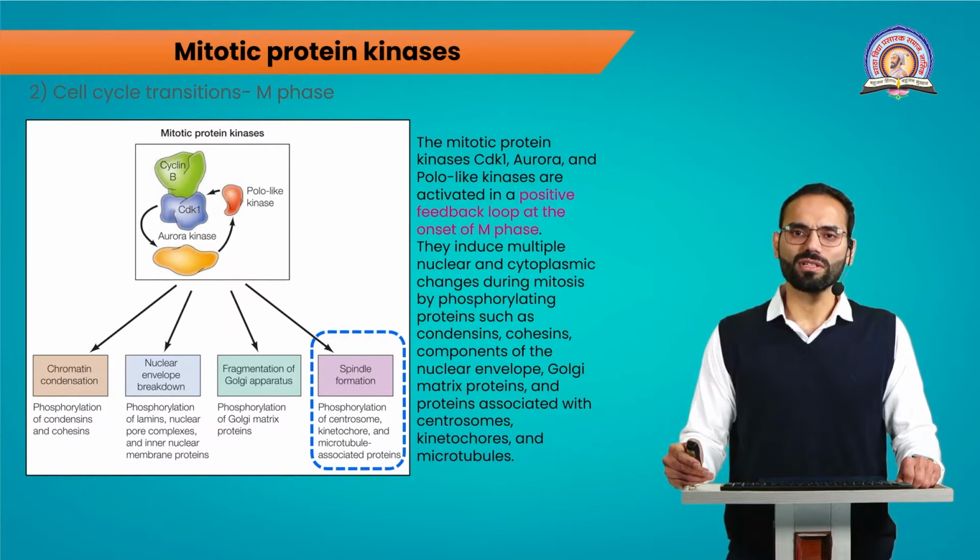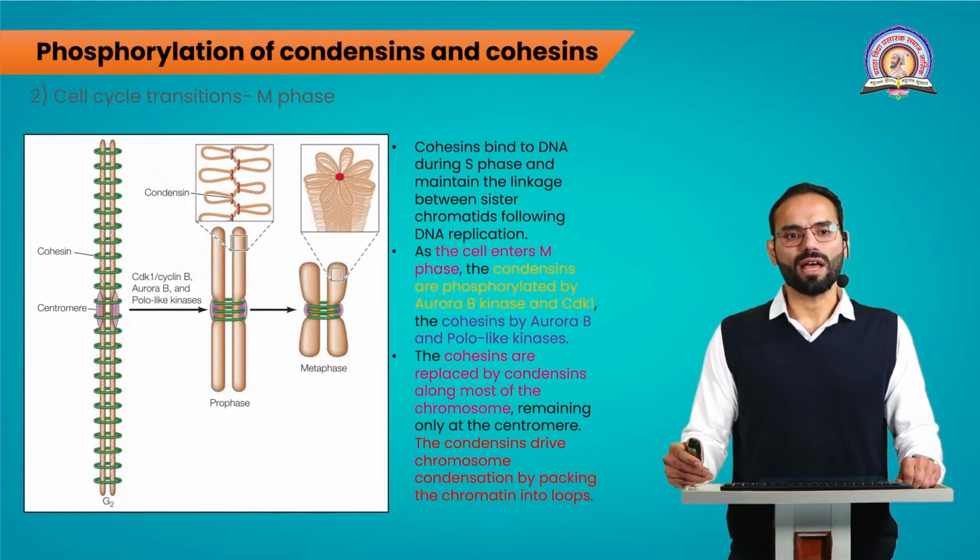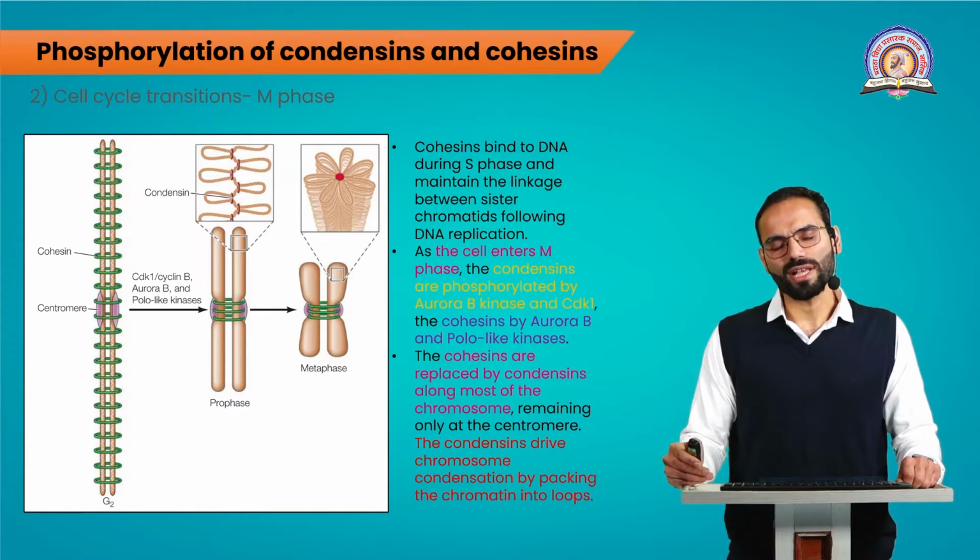The spindle formation happens with the help of kinetochore, centromeres, and the microtubule associated proteins. And these in turn get phosphorylated with the help of these kinases. So let's look at what happens with respect to cohesins and the condensing molecules.